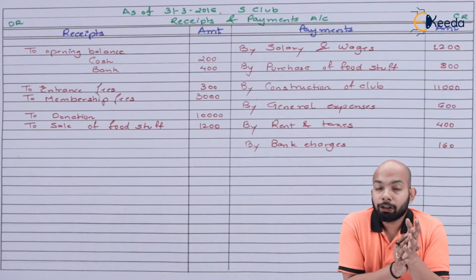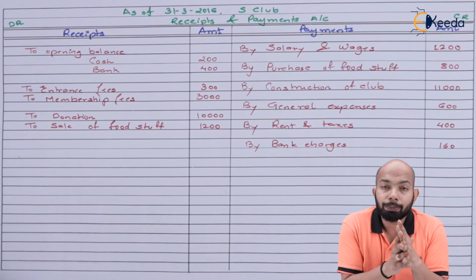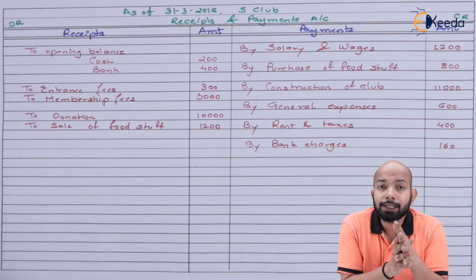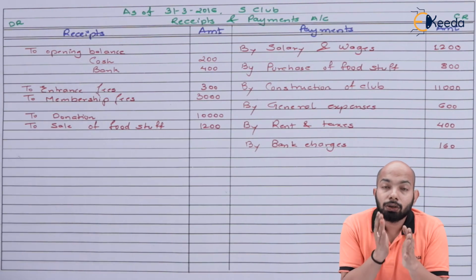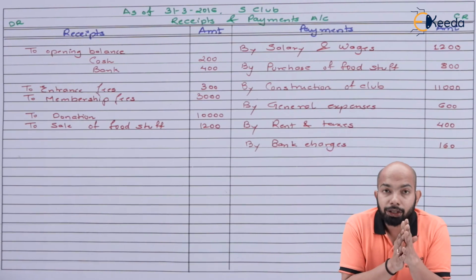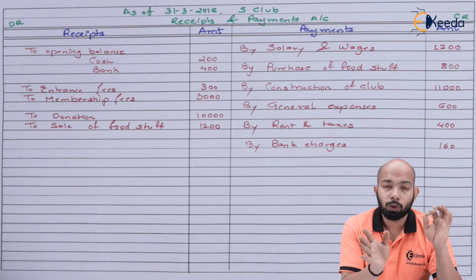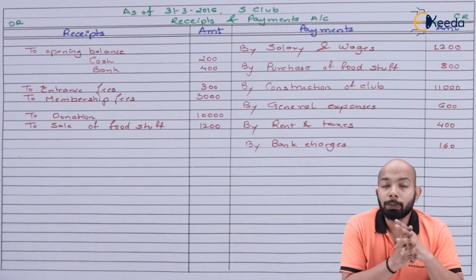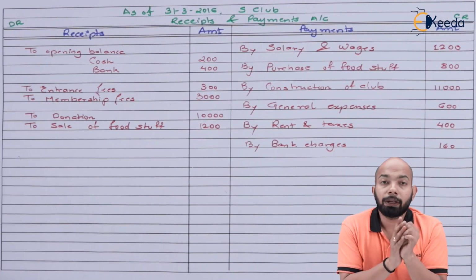The next few items that we have mentioned here are the general expenses 600 rupees, rent and taxes 400 rupees, and a certain amount of 160 that was mentioned here, which refers to bank charges. So this specific bank charge has been mentioned here. Now if you see, we have mentioned all the receipts, all the payments, and the opening balance. Now it's time to mention the closing balance, that will be mentioned on the credit side, and then we'll see if the receipts are equal to the payments or not.